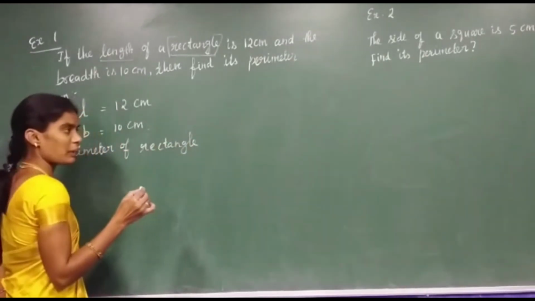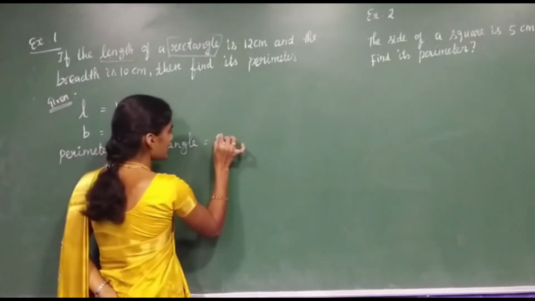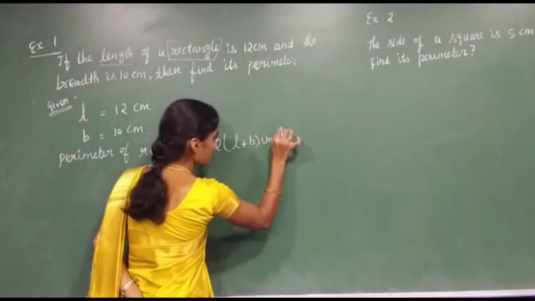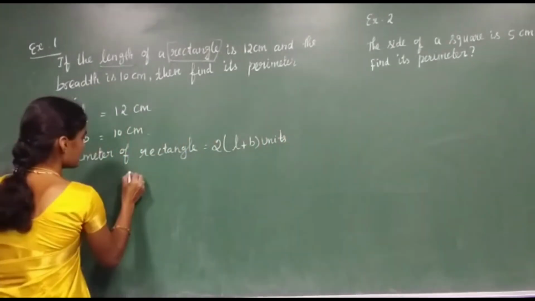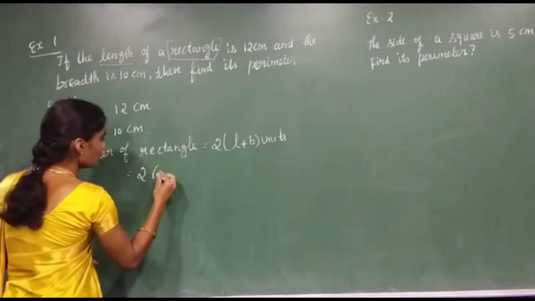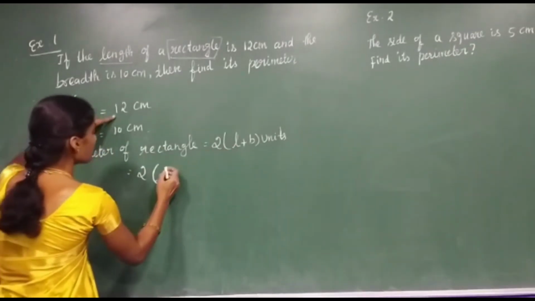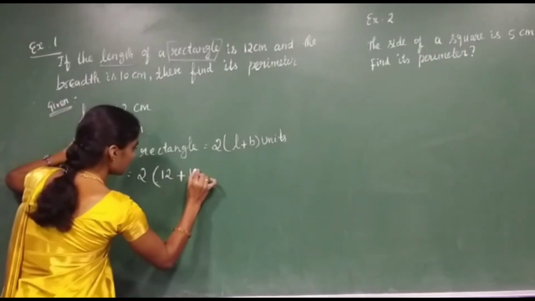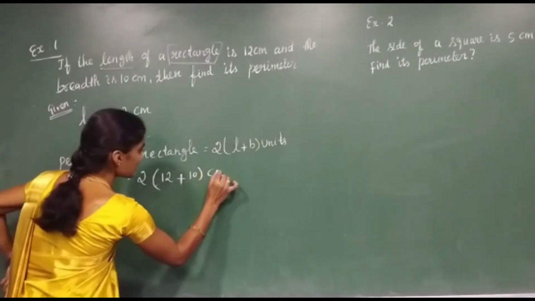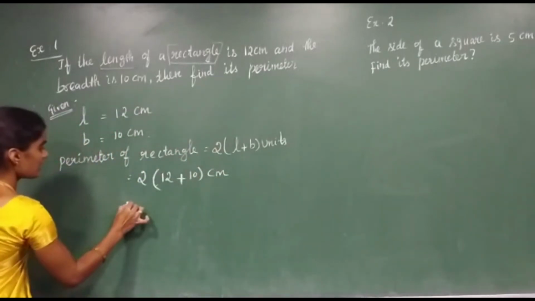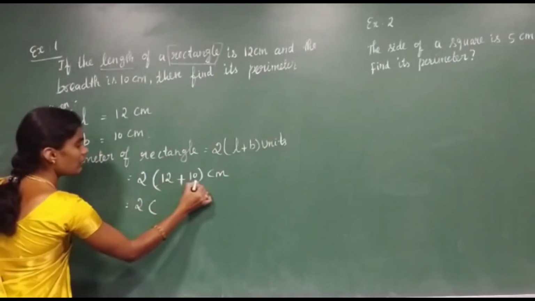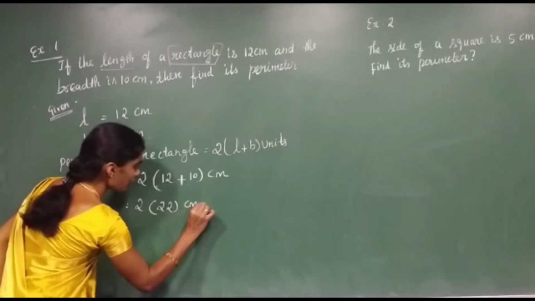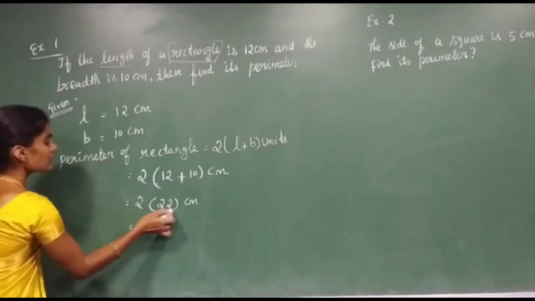So what is the formula for perimeter of rectangle? Already we have discussed it as 2 into (L plus B) units. See here, 2 into, what is the length value here? 12. Plus, what is the breadth value? 10. So unit, what is the unit? Centimeter. So 2 into (12 plus 10), what is the answer? 22 centimeter. Now we want to multiply this by 2.